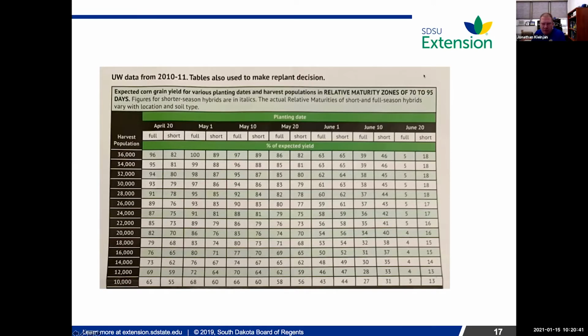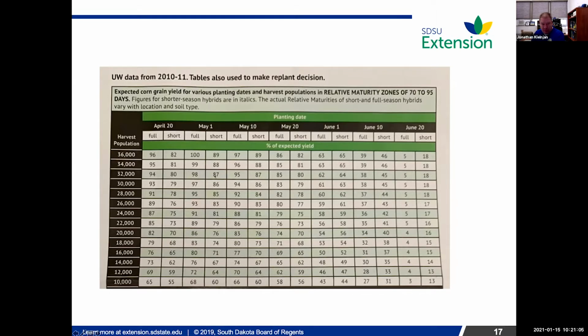I've got a couple different tables to show here. Sorry, this is a little busy. This is actually from a seed company agronomy handout, but it's summarized from University of Wisconsin. I could not find the original publication of this, but let's just look at 32,000 planting population. This is for some pretty early corn, so 70 to 95 day corn from April 20 to June 20.